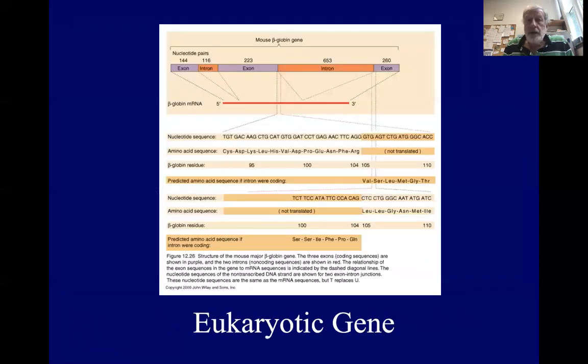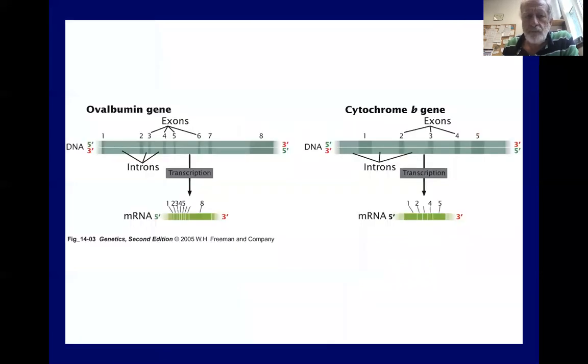Here's the mouse beta globin gene showing you 2 introns and 3 exons and the length of each in base pairs. So the intron DNA probably outnumbers the exon DNA. Here's a couple of other genes, ovalbumin on the left, cytochrome B on the right, and you can see the final messenger RNAs down at the bottom there in light green are much, much smaller than the genes that they came from above them. Notice how tiny the exons are relative to the introns. Okay?